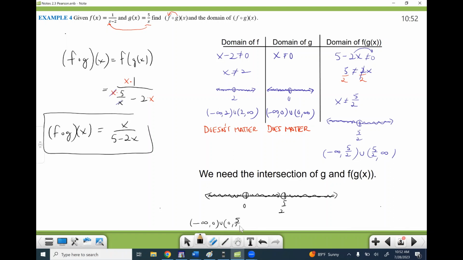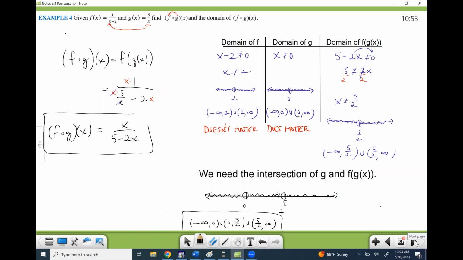From 0 to 5/2, and then from 5/2 all the way to infinity. And so that's going to be the answer for the domain of the composition here. It won't be super evident that 0 is a restriction. You can see it here that it's a restriction, but in the final answer, you wouldn't be able to see it, okay? So you do have to remember the innermost function G, I've got to find its domain, okay?